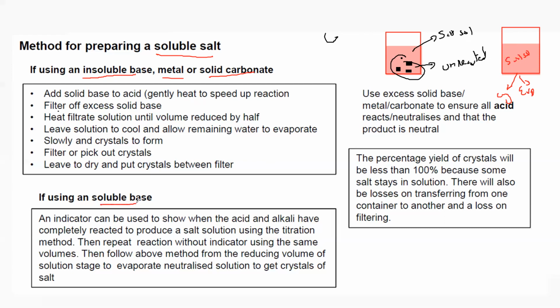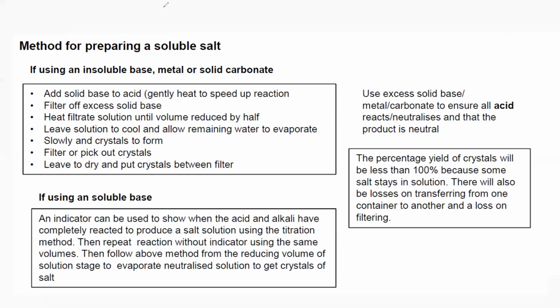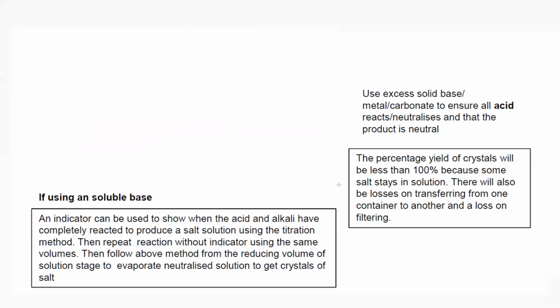When we are using a soluble base, we have to carry out a titration, because acids and alkalis are colorless, so it is difficult to identify the end point when all the acid has reacted with the base. So first, we take a conical flask. Then you can use a measuring cylinder or a pipette to transfer the acid or alkali into the conical flask.